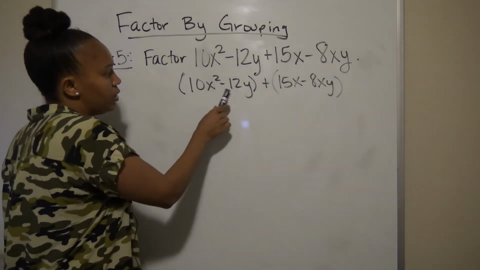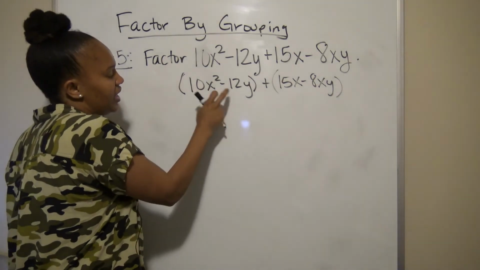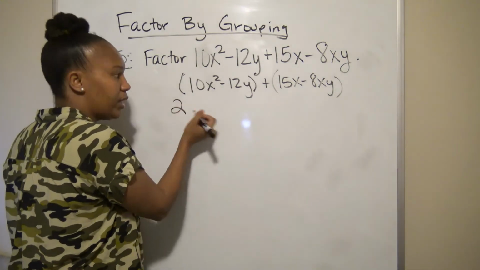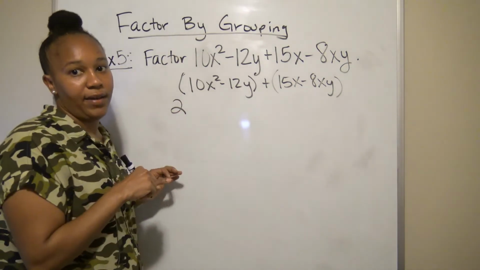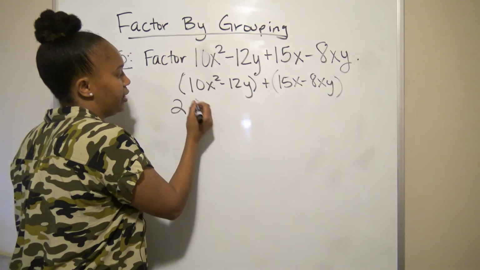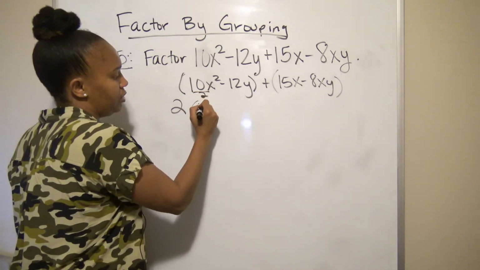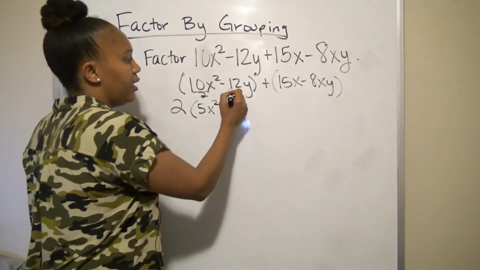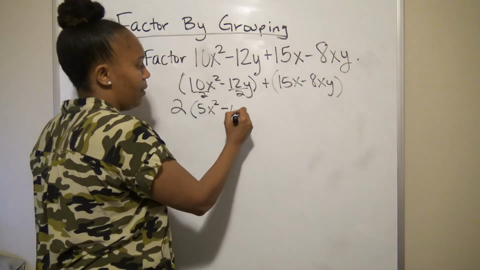So what do these 2 terms have in common? The 10 and the 12 have a factor of 2 in common, but the variables don't have anything in common. So the only thing you can factor out here is a 2. If you divide this by 2, you're left with 5x squared. If you divide this by 2, you're left with minus 6y.